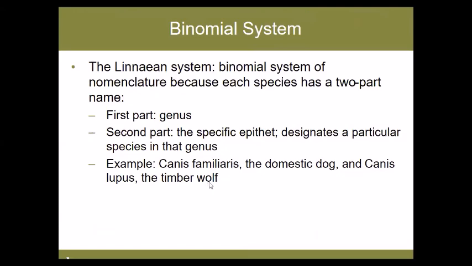And for a wolf, the genus is Canis, and the species is lupus. Notice that a dog and a wolf both share the same genus name. They both belong to that group. So that means they have similarities. There are similarities between dogs and wolves, and for that reason they belong to the same genus. But obviously there are very distinct differences between dogs and wolves, and so that's why they are in different species categories.